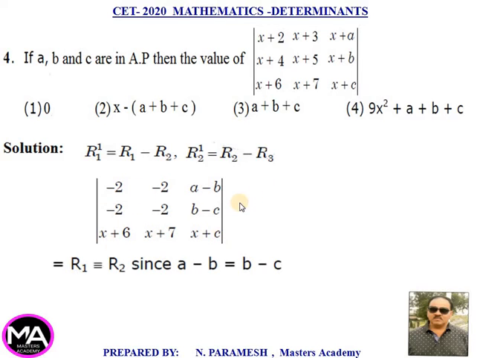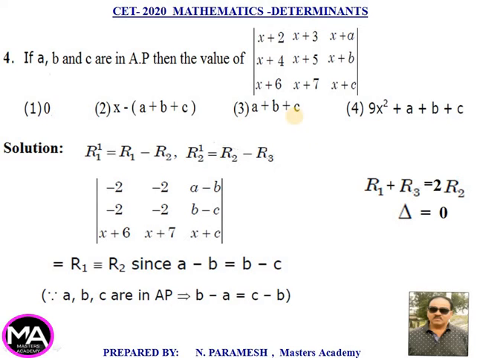R1 is identical with R2 since a minus b is equal to b minus c. Therefore, a, b, c are in arithmetic progression, which implies b minus a is equal to c minus b. Therefore, the value of the determinant is 0. Or R1 plus R3 is equal to 2R2, then the value of the determinant is 0. Therefore, option first one is the right answer.